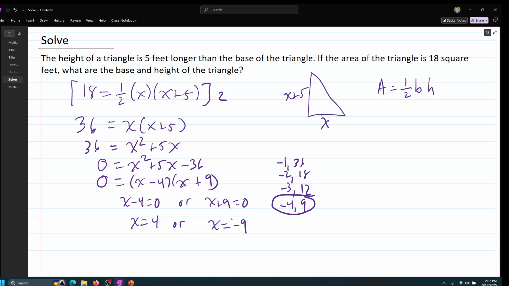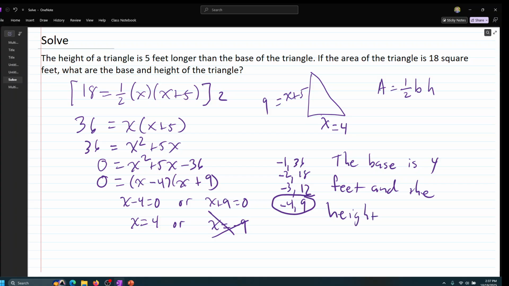Now since x represents the base of the triangle, it cannot be a negative value, so we could discard that solution. So this is telling us x is equal to 4. So the base is 4, and the height, which is 5 feet longer than the base, would be 9. So we'd say the base is 4, and in this case it's feet for the units, and the height is 9 feet.